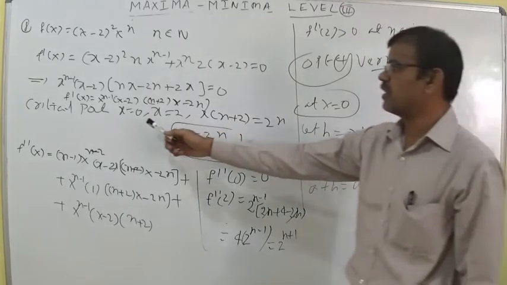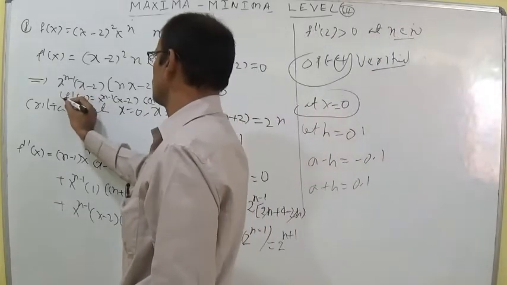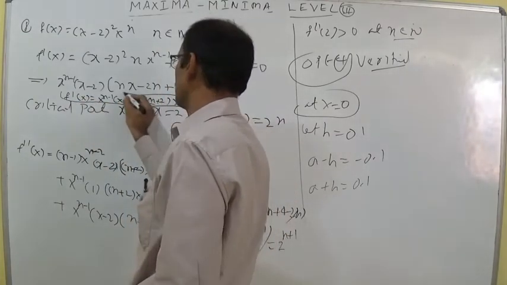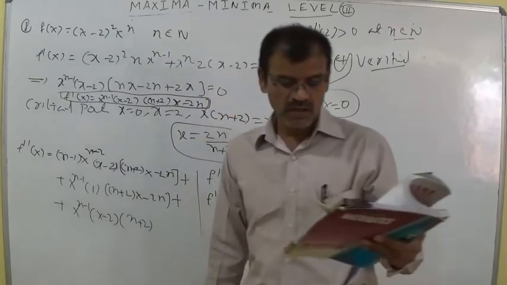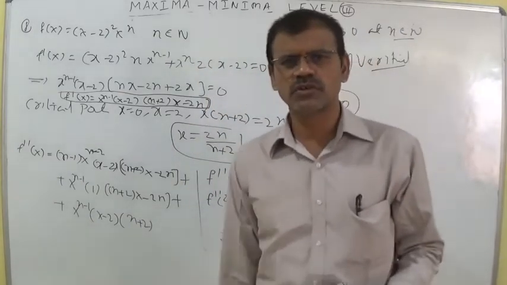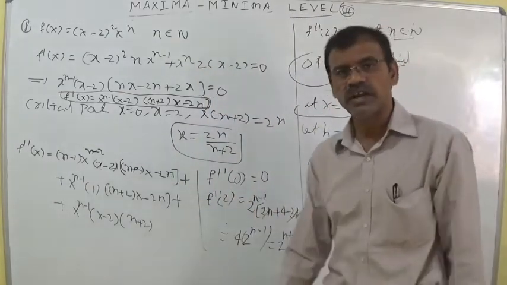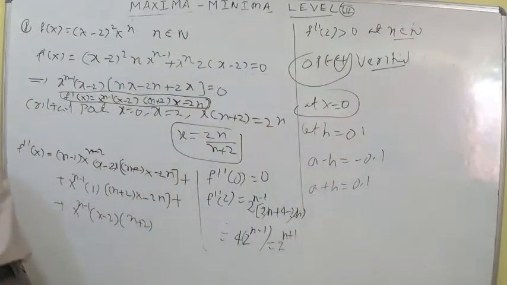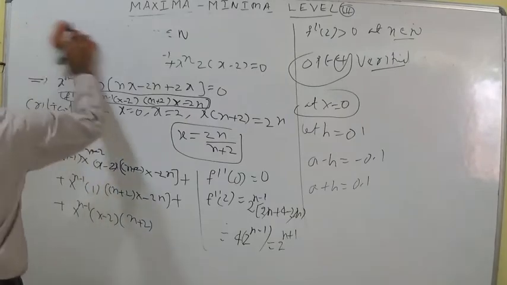You substitute the values in f'(x) and calculate the value. If n is even, put n equal to 2 and verify the option, and you will get the fourth option. Otherwise simply leave it. Now let us discuss the 7th question.